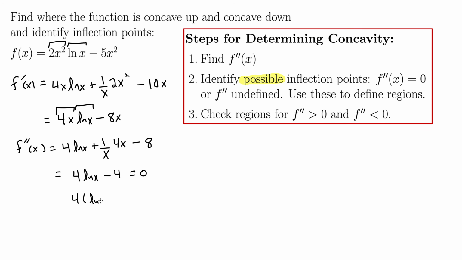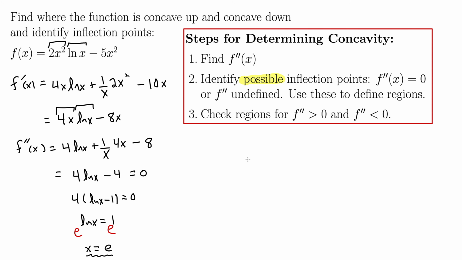We get natural log x minus 1 equals 0. So we're really looking at where natural log x equals 1. How do we solve something with natural log in it? Well, there's a few ways, but I like to take both sides base e. E and the natural log undo each other because they're inverse functions, leaving us with x equals e to the 1, which is e. So here is our possible, at least the x value of our possible inflection point.